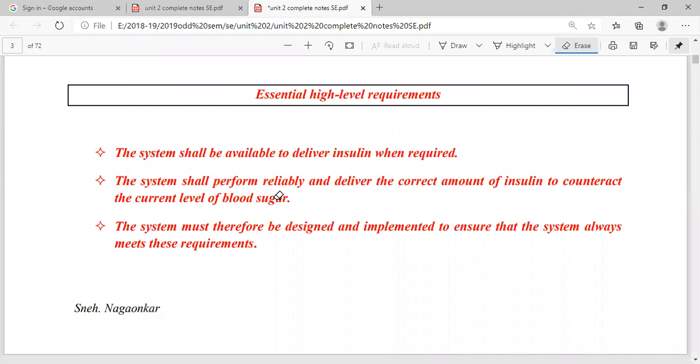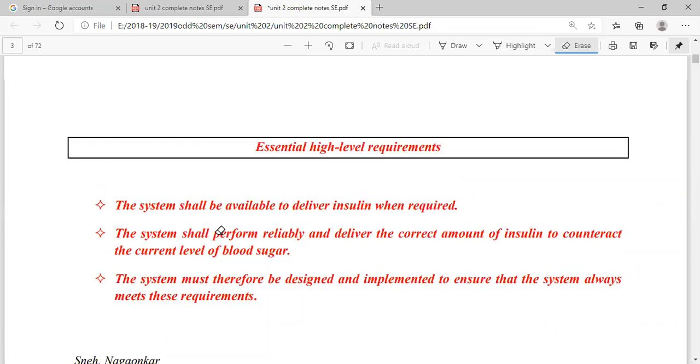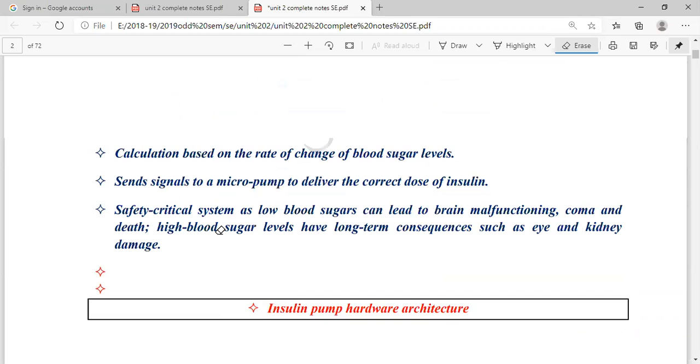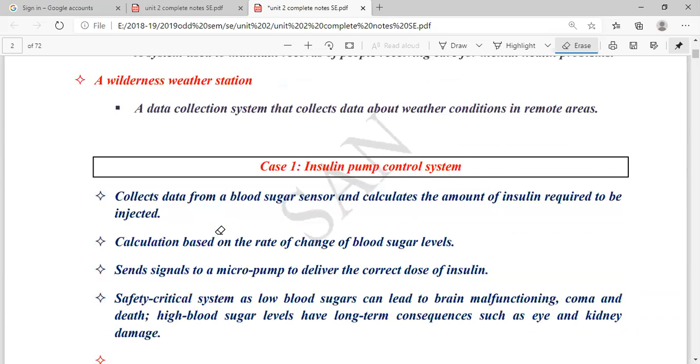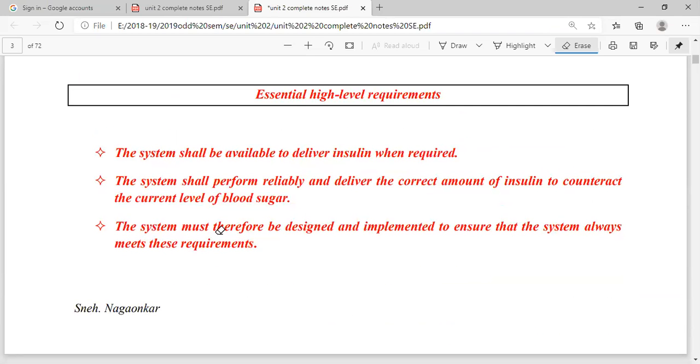Okay, so depending on the blood sugar levels, insulin must be provided, and the system should work reliably and deliver the correct amount of insulin. The system must therefore be designed and implemented to ensure that the system always meets these requirements. So these are a few more user requirements. Okay, these four and these three. What are these? These are the user requirements. In order to satisfy these user requirements, what you are going to do, how you are going to make these requirements come true, that is known as system requirement.